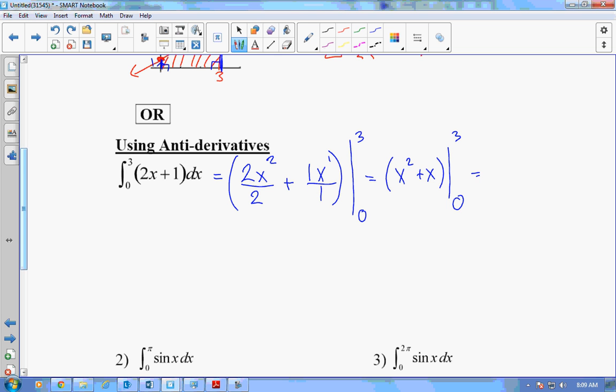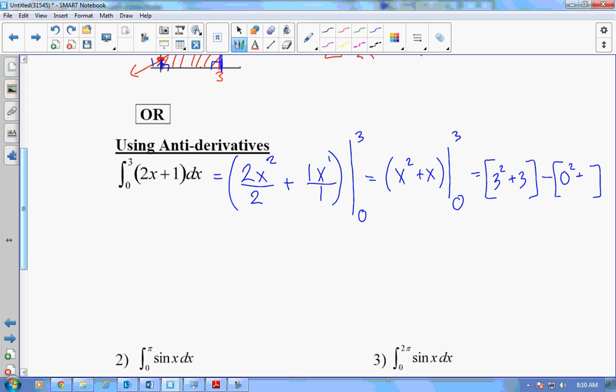Okay, so since there are multiple terms, you have to put it in grouping. The first group is 3 squared plus 3. You start on the upper bound. Does that make sense? Then you subtract. This is why we need the grouping, because there's a subtraction. We have to make sure everything's subtracted.